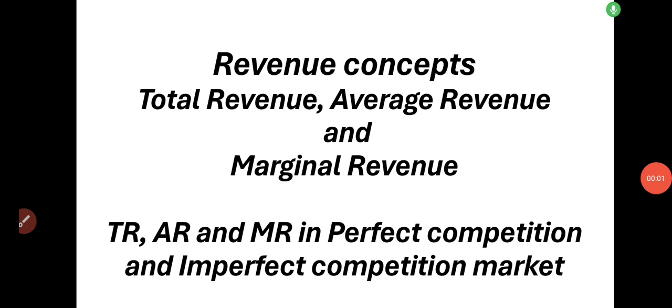Guys, cost and revenue concepts are the more important concepts in our production chapter. So today we will discuss in this video the revenue concepts like total revenue, average revenue, marginal revenue: what is total revenue, what is average revenue, what is marginal revenue, and what is their trend in a perfect competition market situation as well as in an imperfect competition market situation. That we will discuss today in this video.